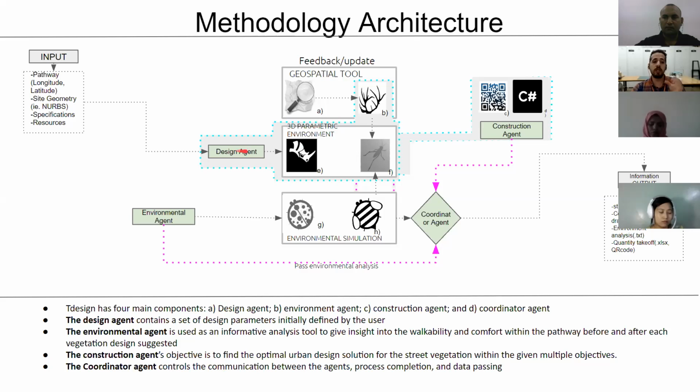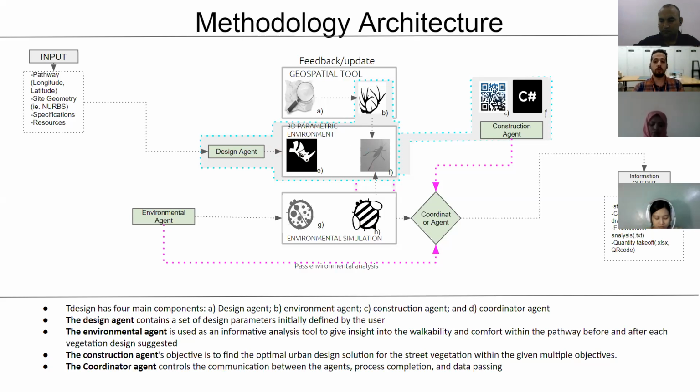So for our program to work, the methodology architecture is that we have some inputs. As a user, you first have to import some information to the model, like which pathway or which sidewalk you are going to target for the design, and then what the specifications or parametric design parameters are that you want to choose.